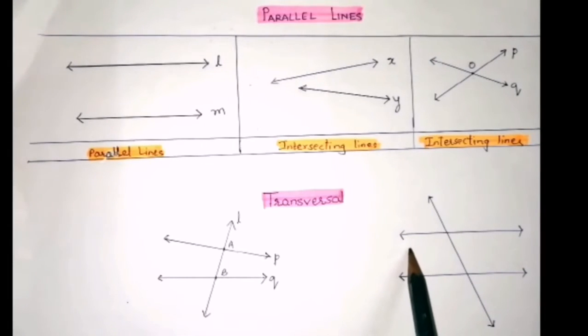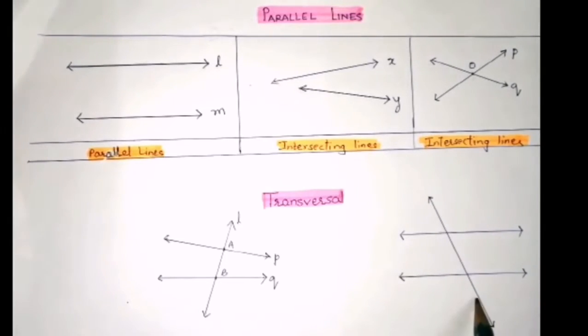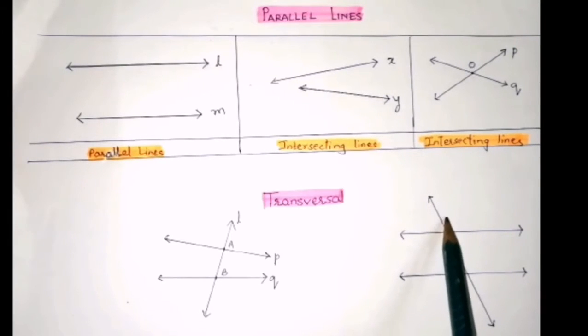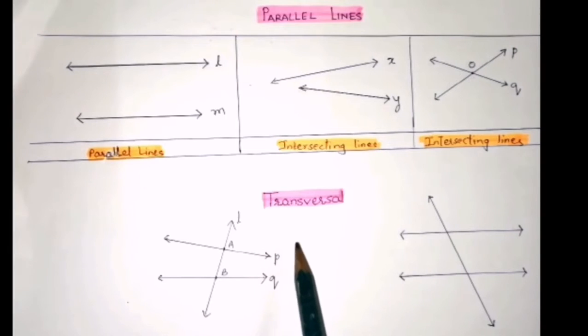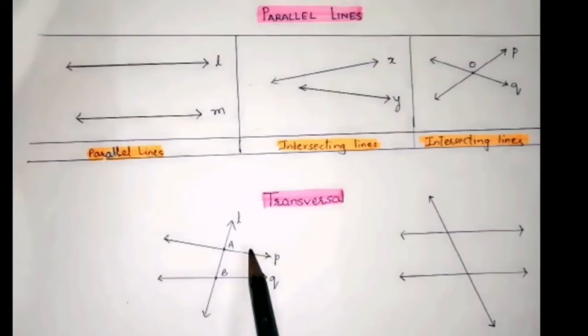In this figure, these two lines are parallel and this third line is intersecting these two parallel lines. So here also this shows the transversal. So a transversal can be either of parallel lines or of non-parallel lines.